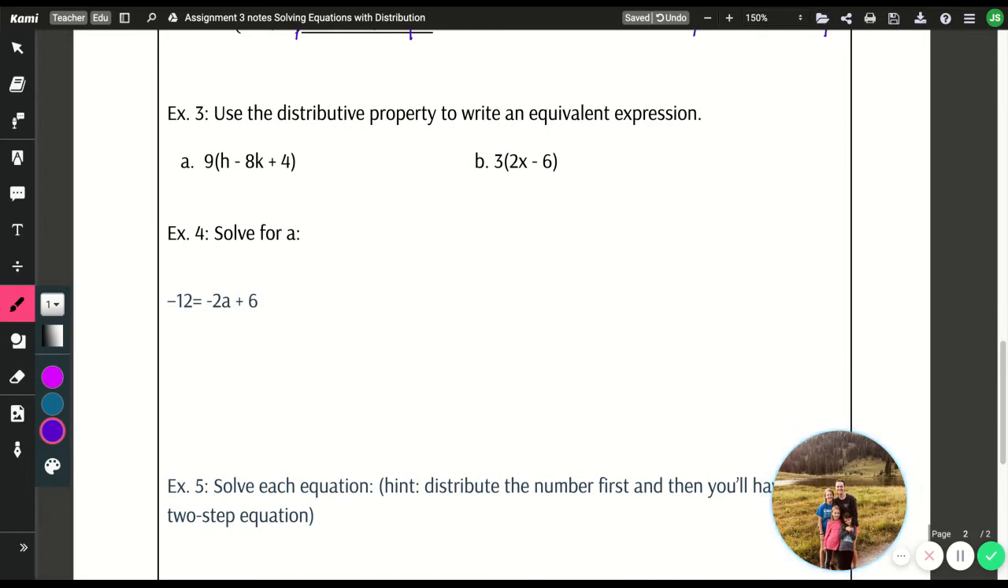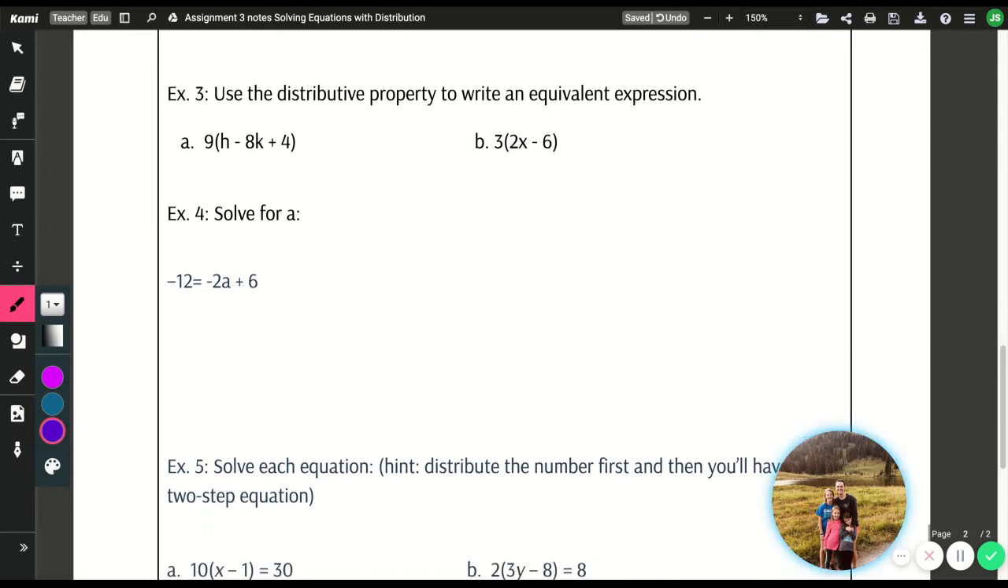So let's practice a couple. Use the distributive property to rewrite an equivalent expression. So that means we actually want to multiply that number in. So here we have a 9 out in the front. And you see, now you have 3 terms in here. So we're going to have to make sure that we multiply that 9 by each one of those terms that's inside the grouping symbols or parentheses. So starting with the 9, and this is where it's helpful to start drawing those arcs. We're going to multiply it by the h. 9 times h is 9h.